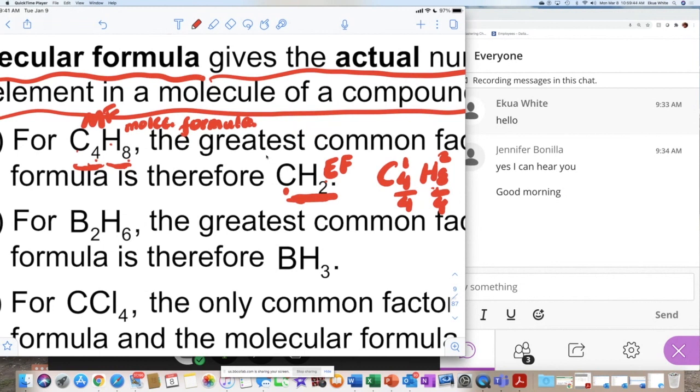For this one again, you have a molecular formula here, 2 borons for 6 hydrogens. When they ask you to get the empirical formula from this, divide by the greatest common factor. B2H6: divide by 2, divide by 2. This becomes 1, this becomes 3. We get this formula right here. The empirical formula for this molecular formula is for every 1 boron, we have 3 hydrogens.